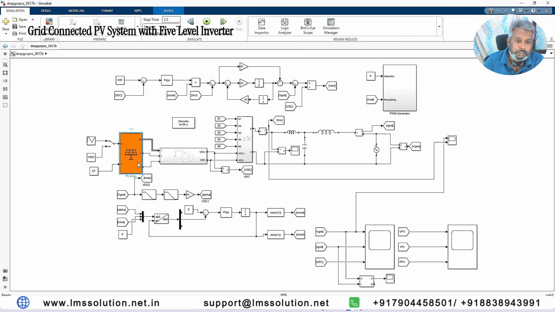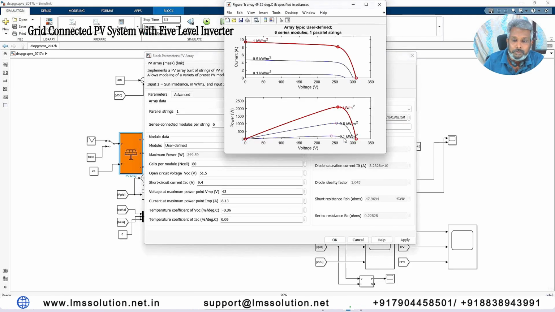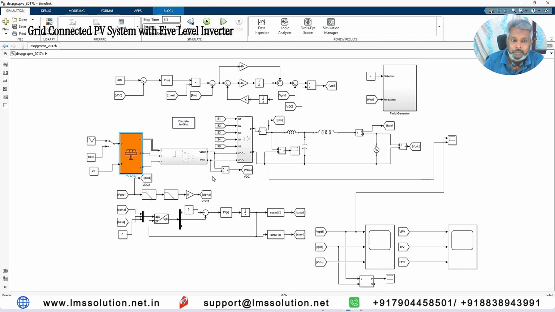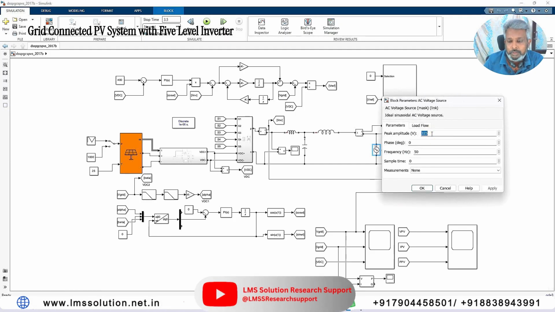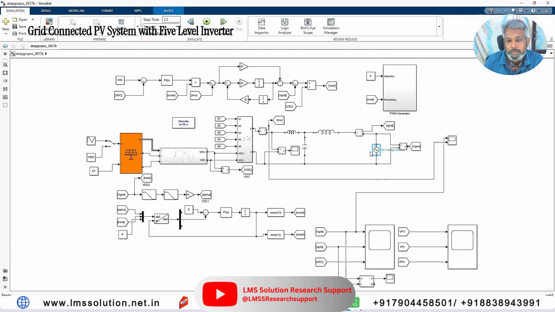We need to extract this maximum power from this PV array. For that we are going to use P&O MPPT, and also we need to boost the voltage, because here you see that the voltage level is around 258 volt. So we are going to connect this PV system to single phase AC. Here we are using a 230 volt AC system with 50 hertz. Here we are mentioning 325 is the peak voltage, so 325 means it is 230 volt RMS.